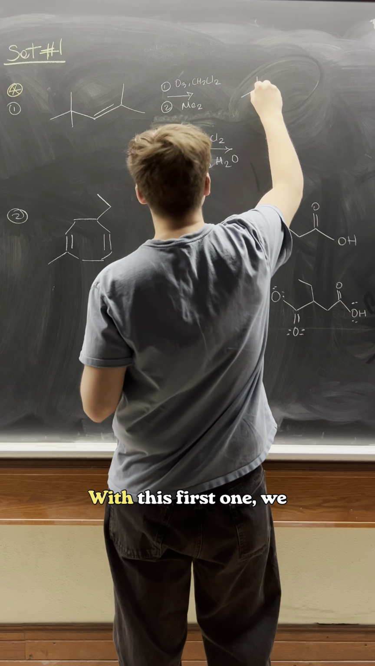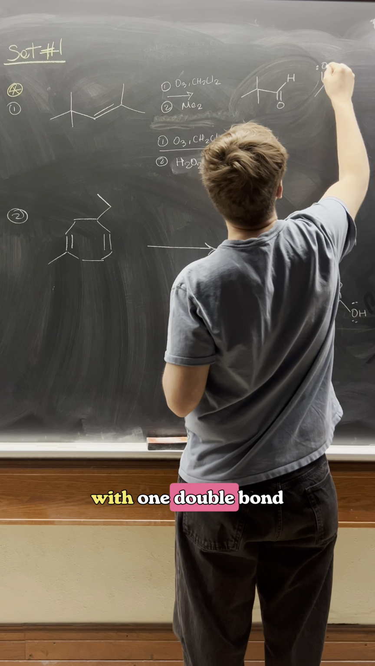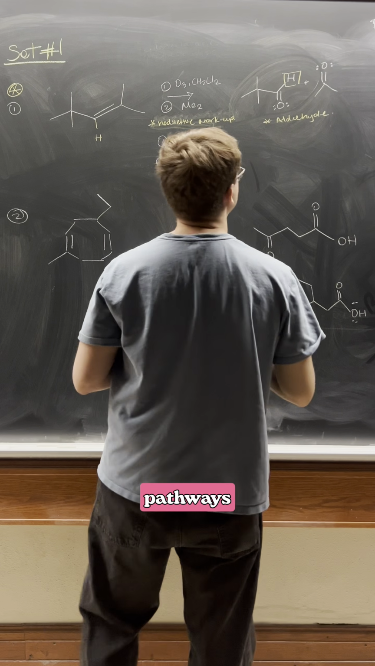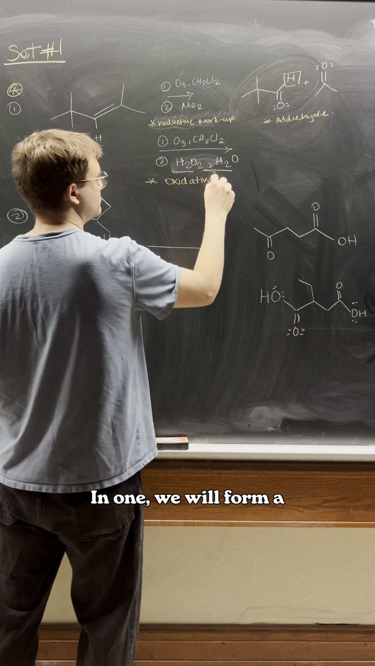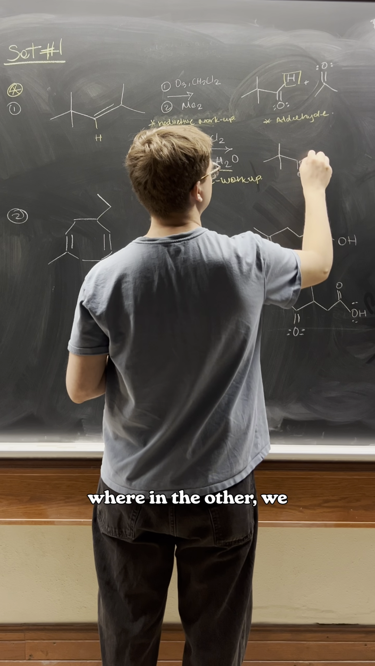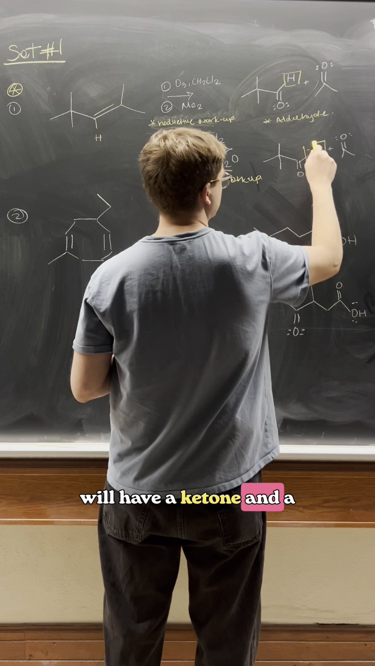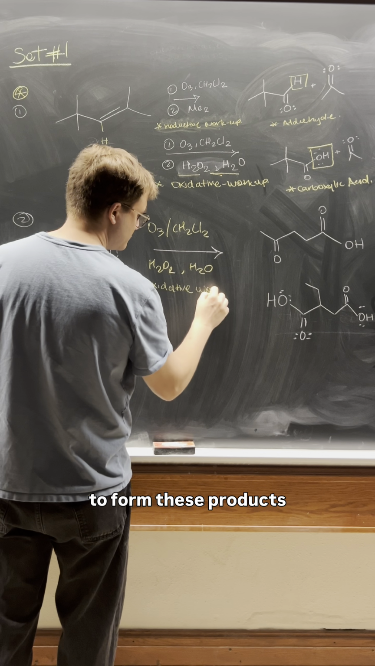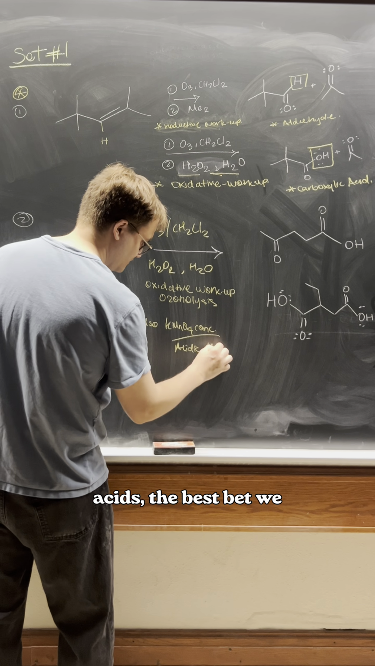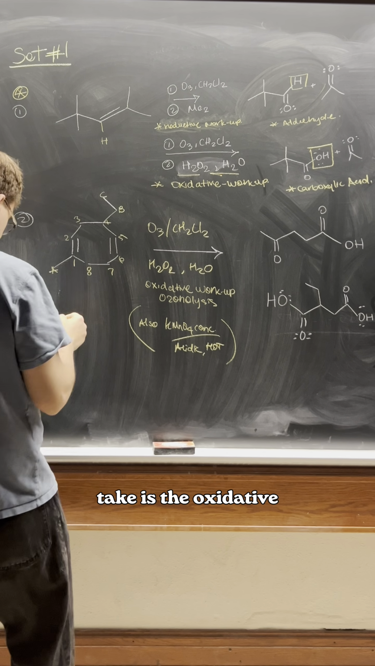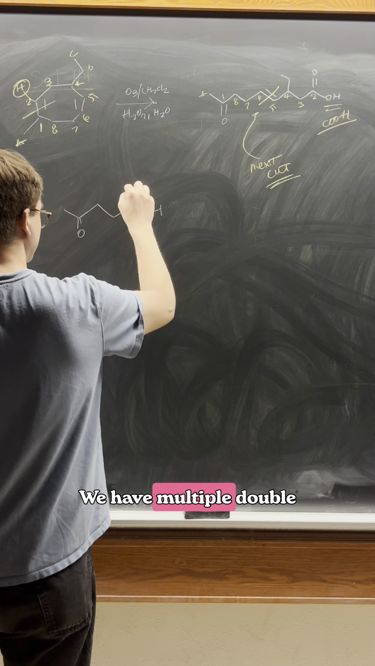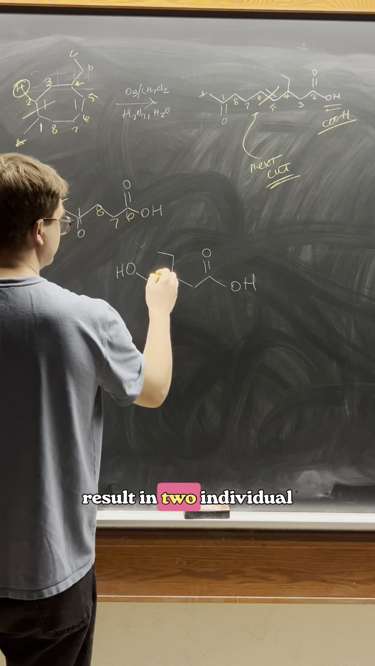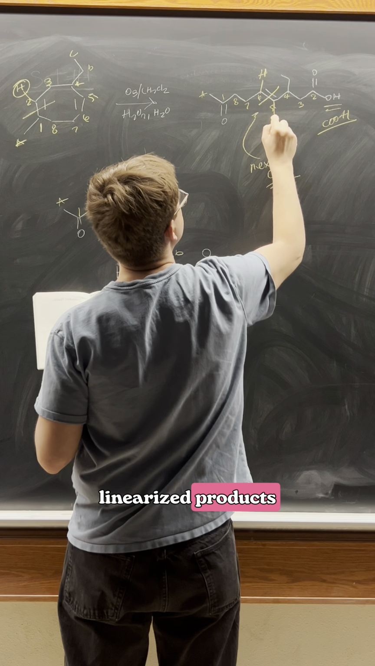With this first one, we have a linear structure with one double bond, treated through both the reductive and oxidative pathways. In one, we will form a ketone and an aldehyde, whereas in the other, we will have a ketone and a carboxylic acid. This next question is asking which workup we can take to form these products. Since we have carboxylic acids, the best bet is the oxidative workup. We have multiple double bonds in this cyclic structure, which is why we result in 2 individual linearized products.